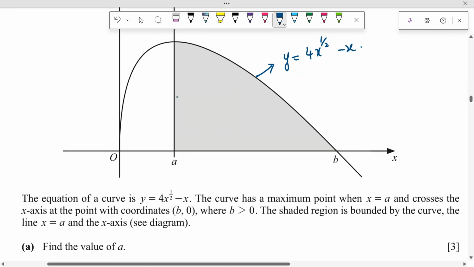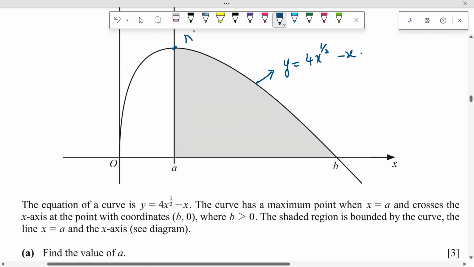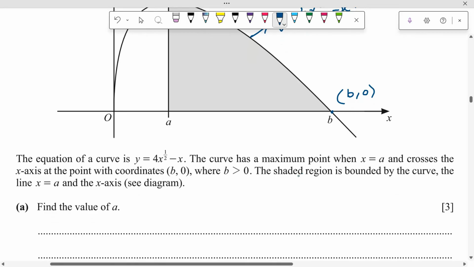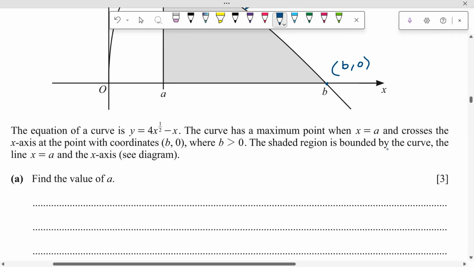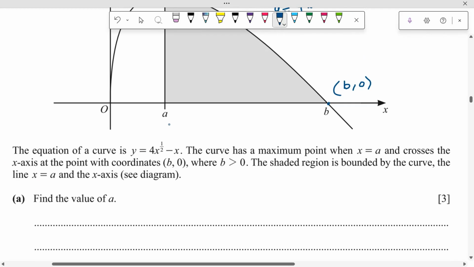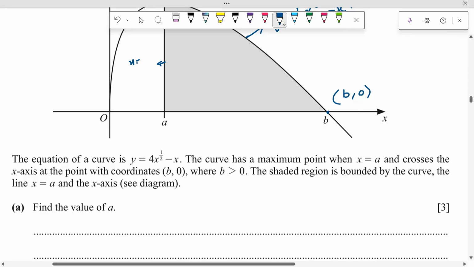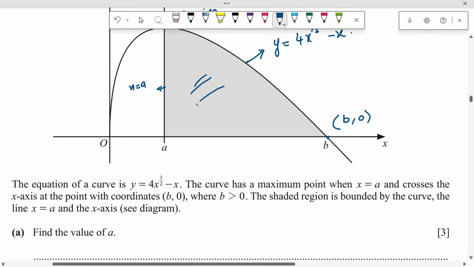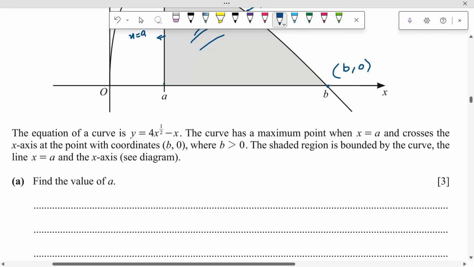So when x is equal to a, this is the maximum point, the maxima, and the curve crosses the x-axis at the point with coordinates b, 0. So this is the point where the curve has its x-intercept, where b is greater than 0. The shaded region is bounded by the curve, the line x equals a, and the x-axis; see the diagram. So this is the shaded region. Find the value of a.